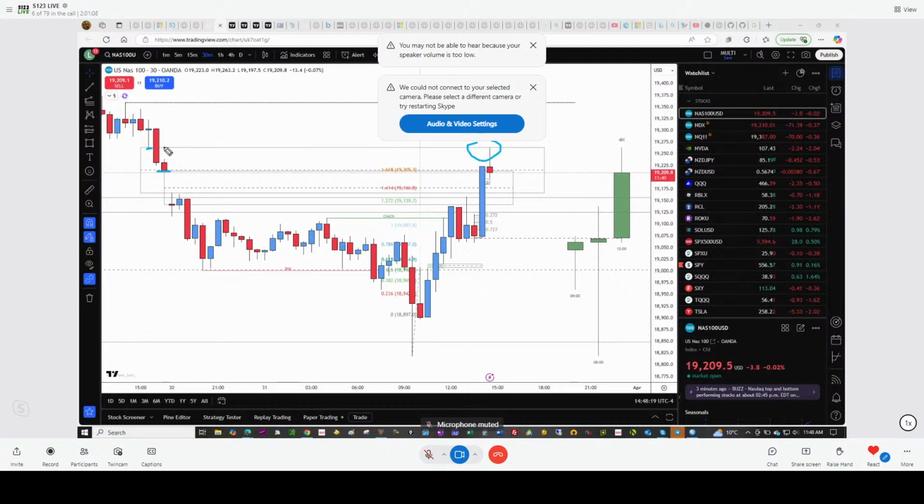I was thinking that could be it. We could come up into this gap, and that could be the end of story for us. I thought perhaps we could go higher, maybe, but now it's looking like this could be the end of the road, and we could be turning back to the downside.